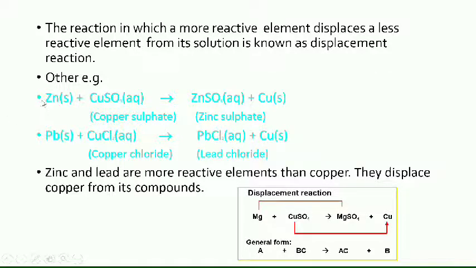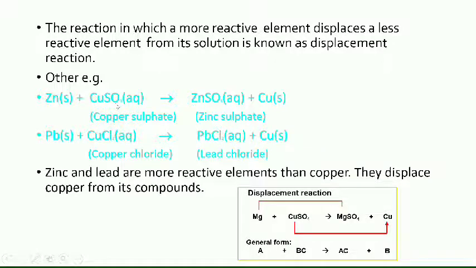So this type of reaction is known as a displacement reaction. I want to mention some other examples here. Zinc, whenever reacting with copper sulfate, gets converted into zinc sulfate and copper solid. And then lead reacts with copper chloride, getting converted into lead chloride and copper.